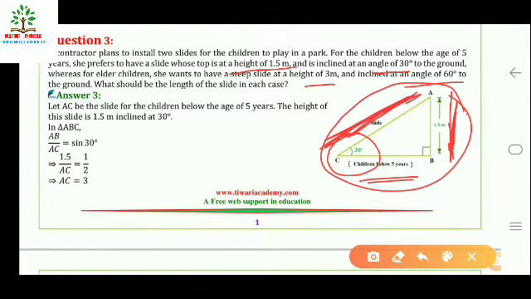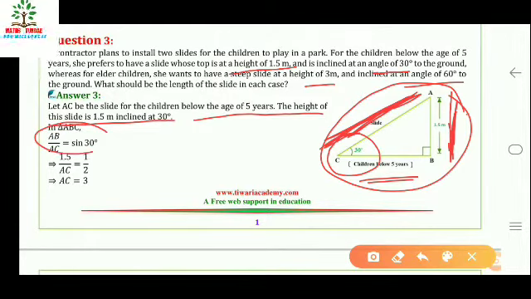So, writing of the language is very necessary, means writing at least 2 sentences about the figure you are drawing. So let AC be the slide. For the children below the age of 5 years, the height of the slide is 1.5 meter, inclined at 30 degree. Now in triangle ABC, we have AB over AC is equals to sine 30, because perpendicular upon hypotenuse is equals to sine 30.